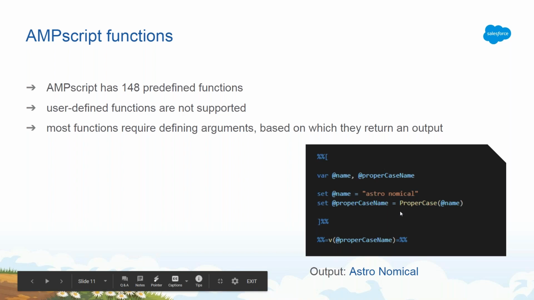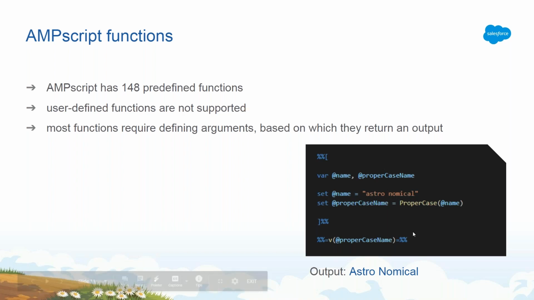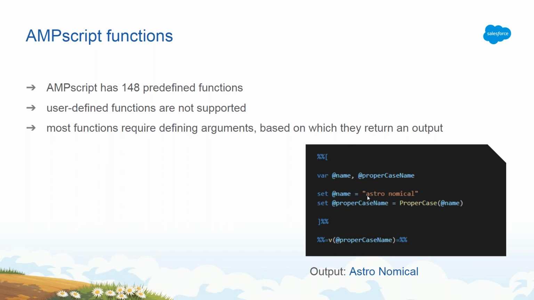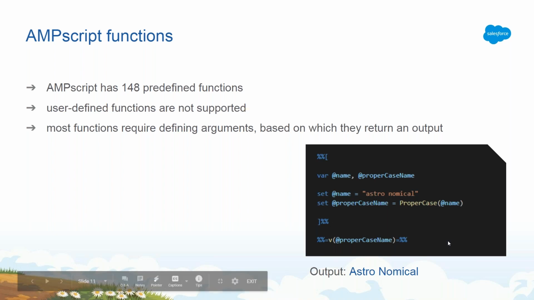So again, we will use the astronomical example here. You have a proper case function which takes an input. In this case, the input is a string, astronomical. It interprets it and it returns a value, which you can see here. The output is Astronomical, written with capitalized first letters.